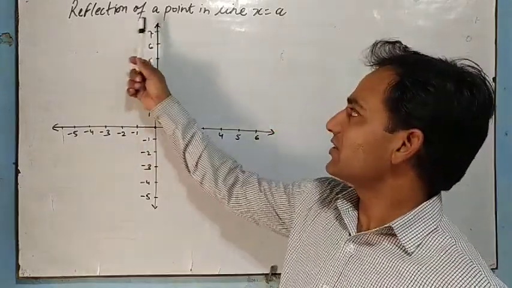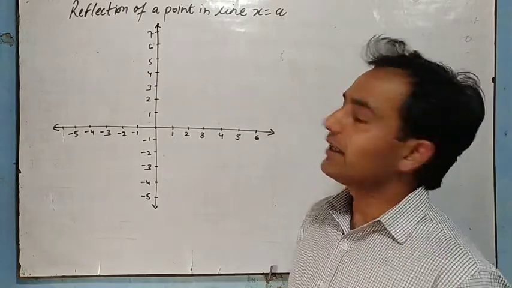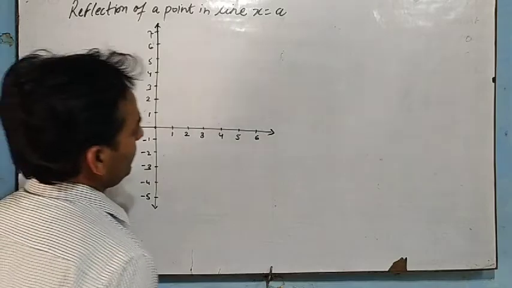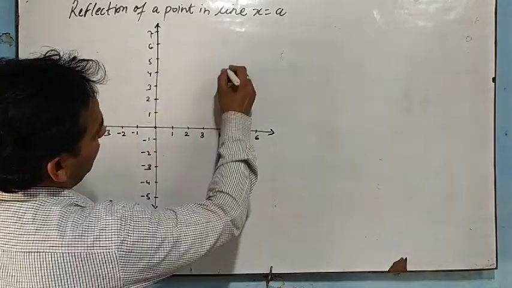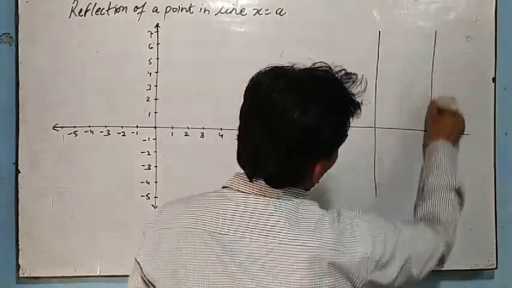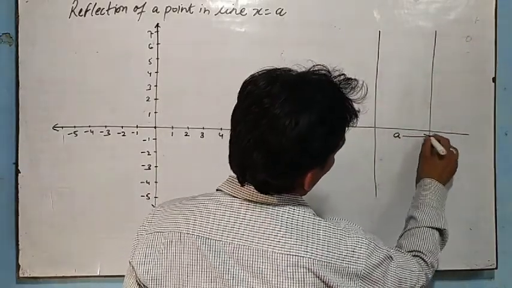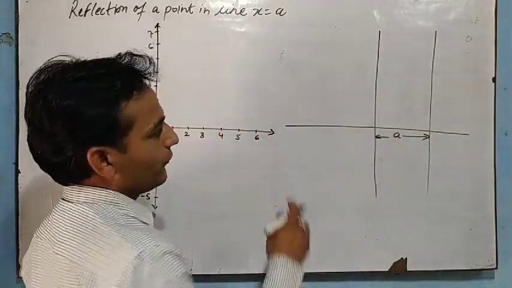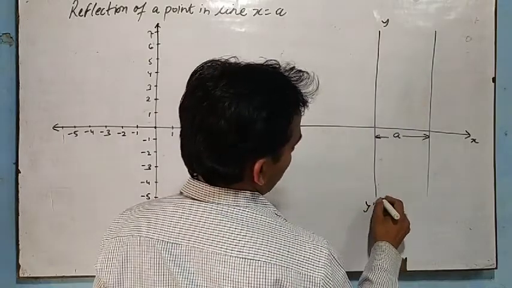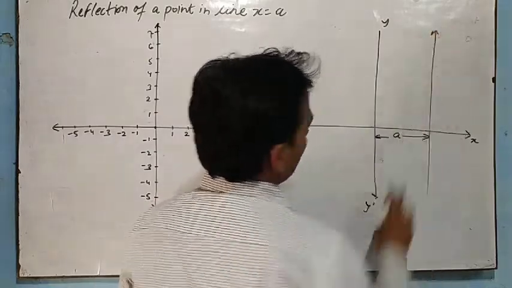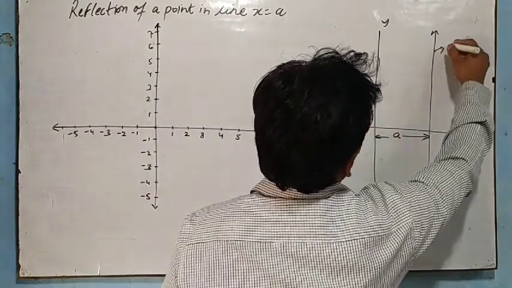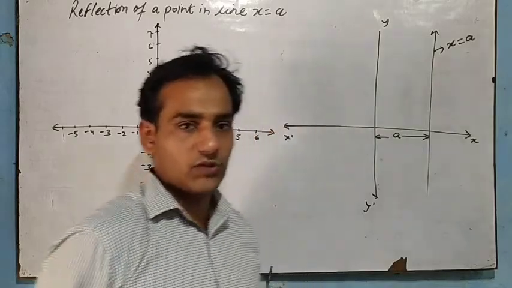Topic, reflection of a point in the line x is equal to a. What is the meaning of x is equal to a? Listen carefully. If we have a line which is a unit far from the y-axis, okay, if this distance is a, so this line will be x is equal to a, okay.